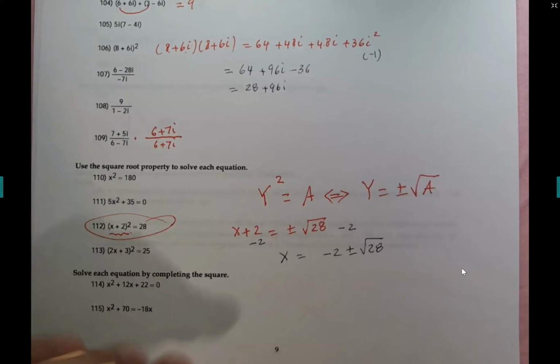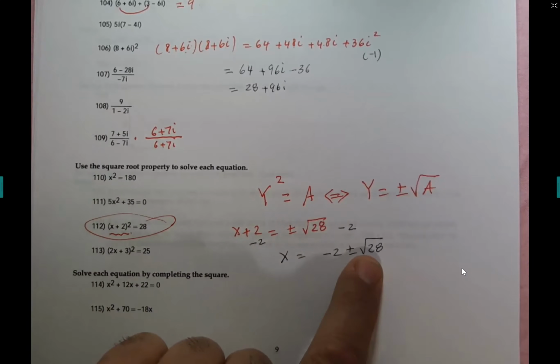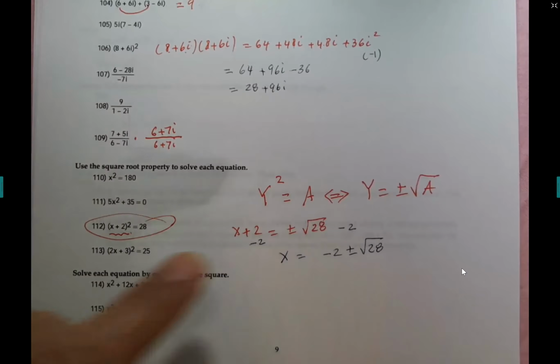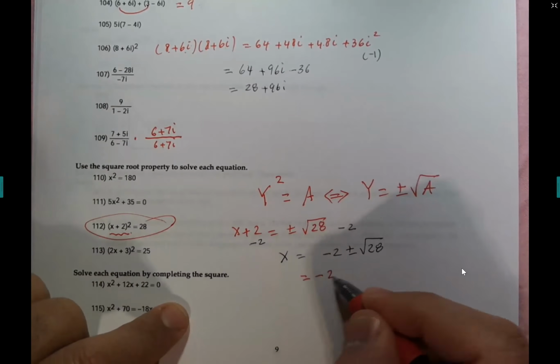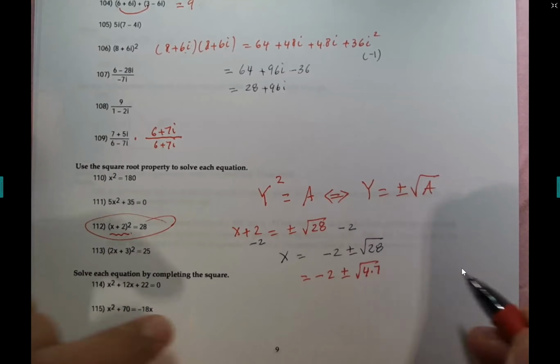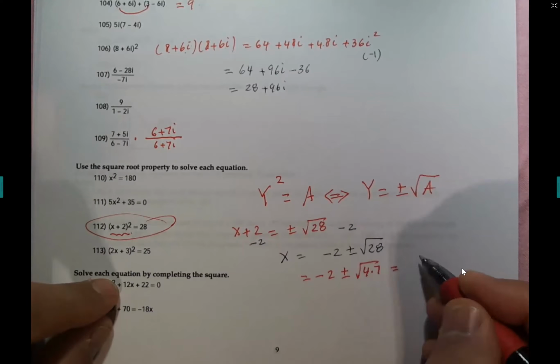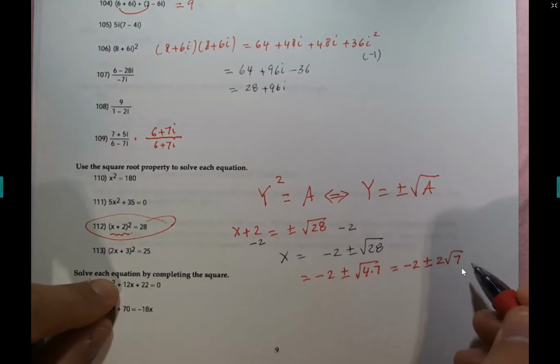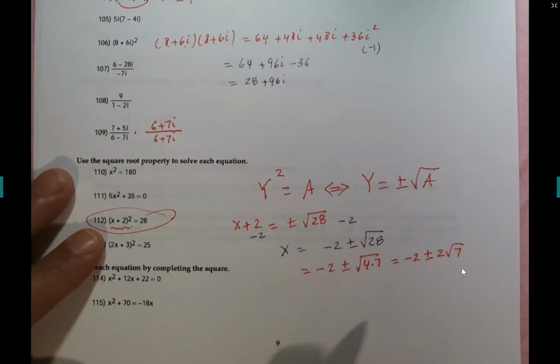Now, if you check the answer in the back of the handout, probably you're not going to see square root of 28. Probably they reduced it. So I can reduce this. 4 times 7. So the 4 comes out. So -2 plus or minus 2 square root of 7.